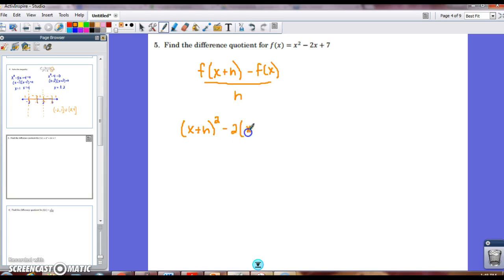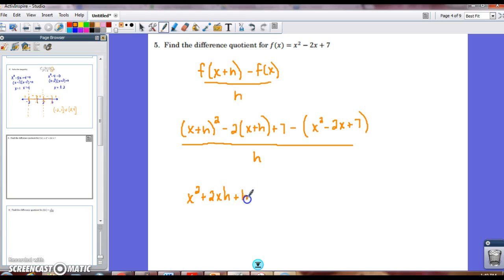minus 2 times x plus h plus 7 minus, now I can subtract my original function, x squared minus 2x plus 7. All of that over h. Notice that's in parentheses because it's minus the function. If you forget the parentheses, you're going to mess up your signs. If I expand this out, I end up with x squared plus 2xh plus h squared minus 2x minus 2h plus 7 minus x squared plus 2x minus 7. All of that over h.